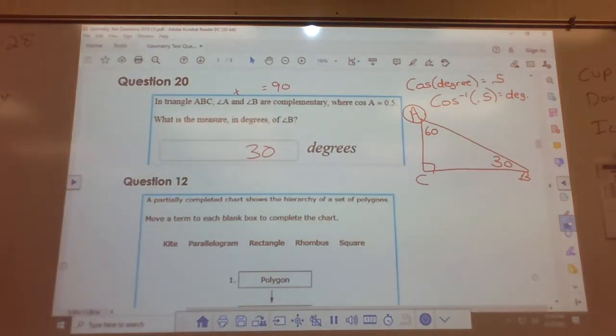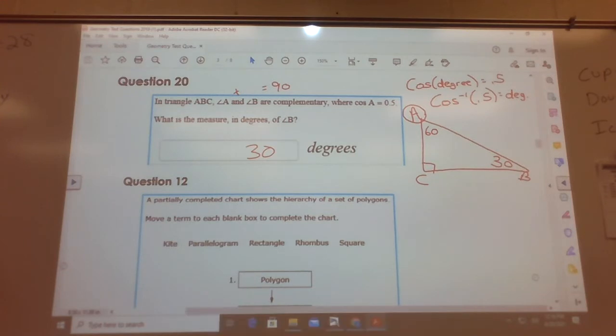That's what I was saying yesterday. Trig functions. You're definitely going to have some trig functions. There will be 3 or 4 questions that use trig functions somehow, some way. That is one example of a trig function question. Next one.